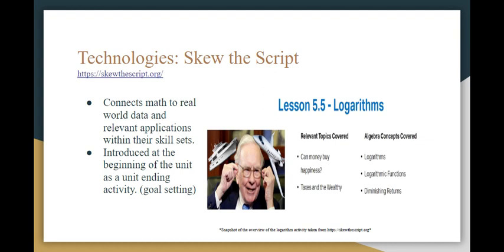Now, rather than doing this at the end of this unit, I'm actually introducing the problem before we start logarithms to show them this is what we want to solve by the end of the unit. And as we're learning more about logarithms, we can see what we would need to apply to this specific problem, which is, can money buy happiness? Some of the data set shows that as our income goes up, our level of happiness doesn't move up as much as you think it would.